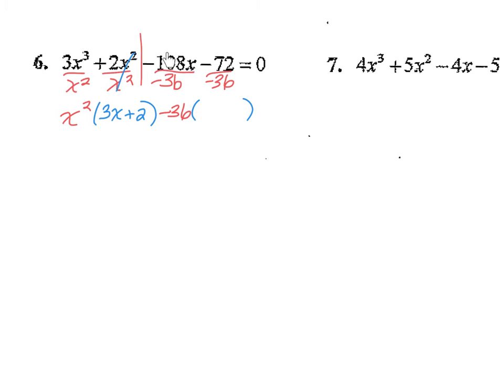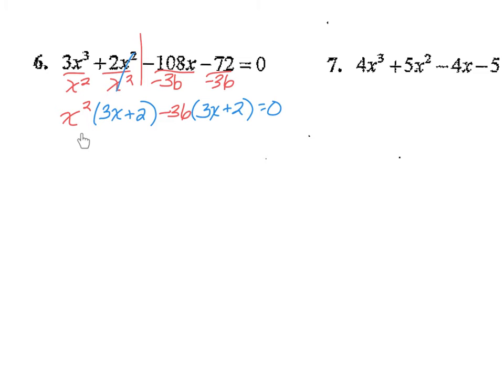And as I said, 108 divided by 36, because I thought that was a B for a minute, terrible handwriting. 108 divided by 36, and a negative divided by a negative is going to make a positive 3. And then the x has nothing to cancel with, so it gets brought down. And then negative 72 divided by negative 36 is a positive 2, and then equals 0.